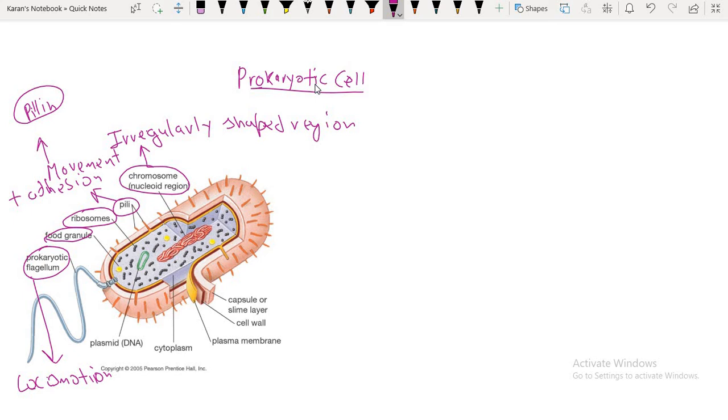Then you can see the structure here, capsule, which is also called the slime layer. You can see these structures: capsule, cell wall, cell membrane, right? First of all we'll talk about this capsule or slime layer. It is basically made up of polysaccharides, and it traps the nutrients because it is made up of polysaccharide, and it helps in the motility, the movement of the cell, right?